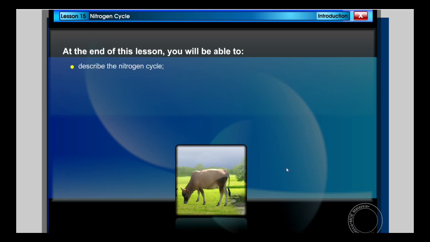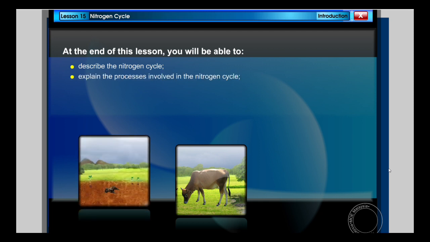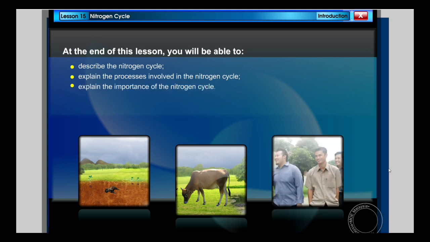At the end of this lesson, you will be able to describe the nitrogen cycle, explain the processes involved in the nitrogen cycle, and explain the importance of the nitrogen cycle.